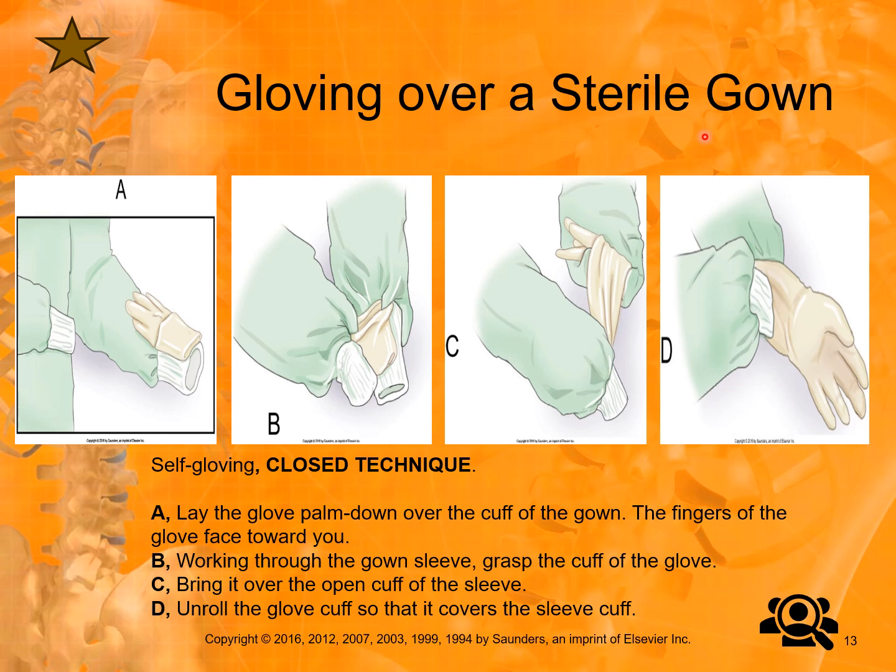Gloving over a sterile gown. This is called the closed technique. Lay the glove palm down with the cuff of the gown, the fingers of the glove facing toward you. Working through the gown sleeve, grasp the cuff of the glove. Bring it over the open cuff of the sleeve. Unroll the glove cuff so that it covers the sleeve cuff.